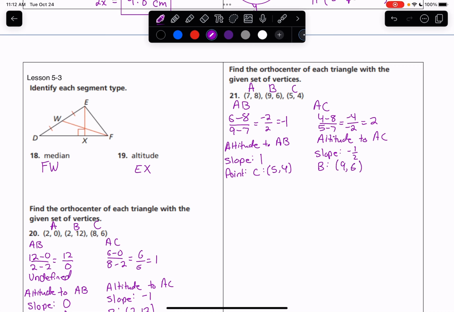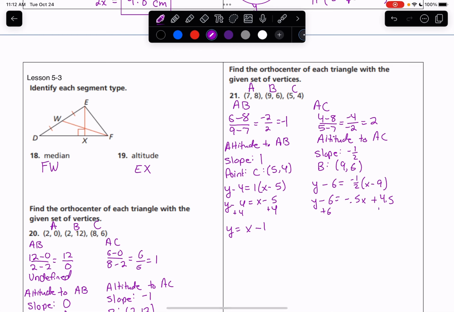So then we're going to go ahead and make our equations. y minus 4 equals 1 times (x minus 5). Solve that. y minus 4 equals x minus 5. Add 4 to both sides. y equals x, -5 plus 4 is -1. And then the other one, I've got y minus 6 equals -1/2 times (x minus 9). So that's y minus 6 equals, I'm going to do decimals, -0.5x plus 4.5, because half of 9 is 4.5. Going to add 6 to each side, and that gives me y equals -0.5x plus 10.5.